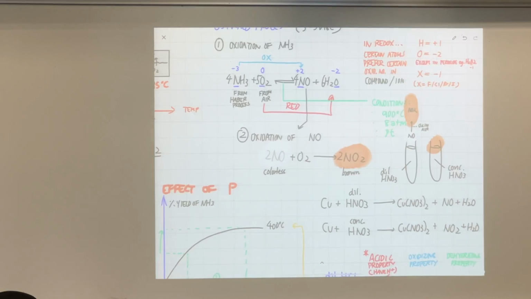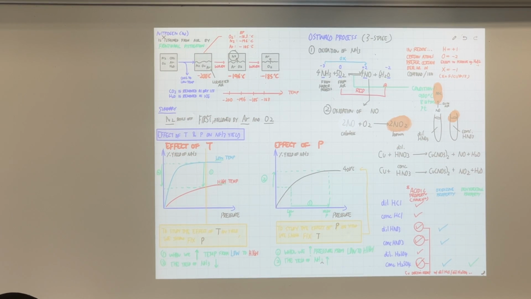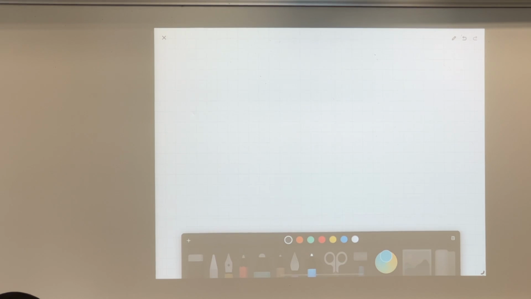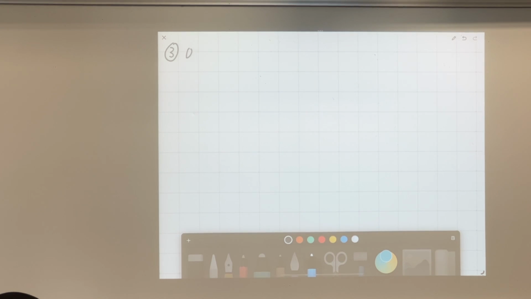Okay, now back to the Ostwald process. Stage 3 of the Ostwald process is the dissolution. If you really hate this word, just change it to dissolving, the dissolving of nitrogen dioxide using air and water. So write down step 3 here. Step 3 is the dissolution of the NO2.